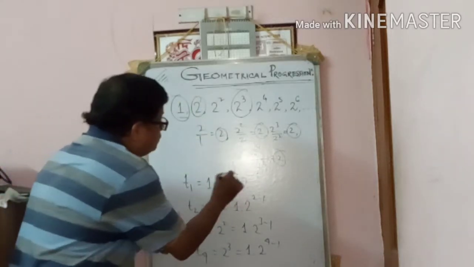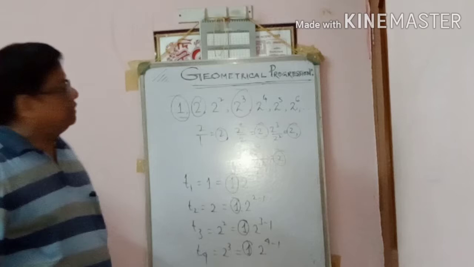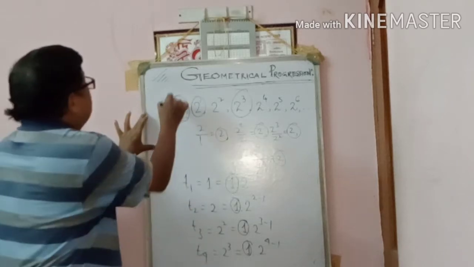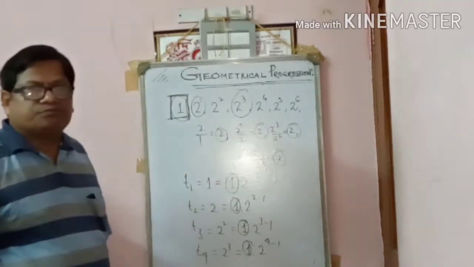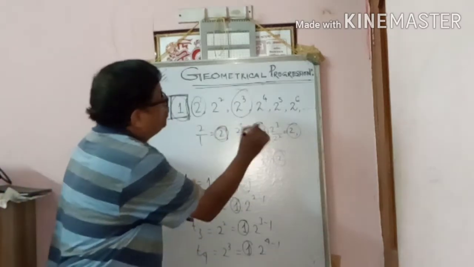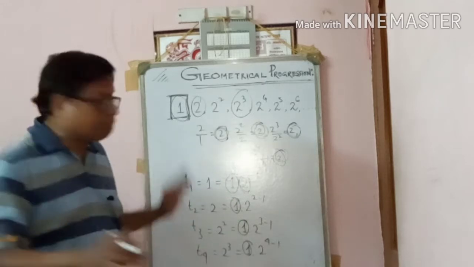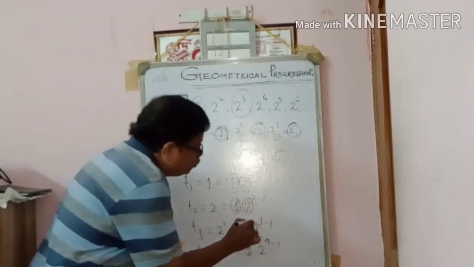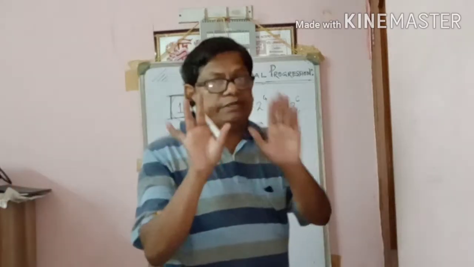This one, whatever we are writing here, is the first term. Okay? We are writing the first term. And these two, look here. Here the ratio is the same, so this is the common ratio, no change. Here also 2, here also 2, here also 2. So this is the common ratio.